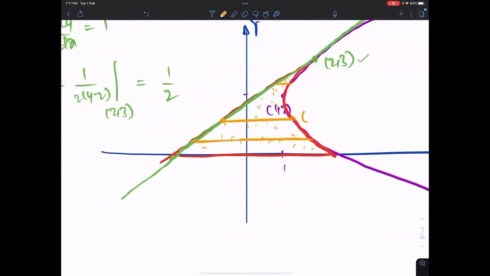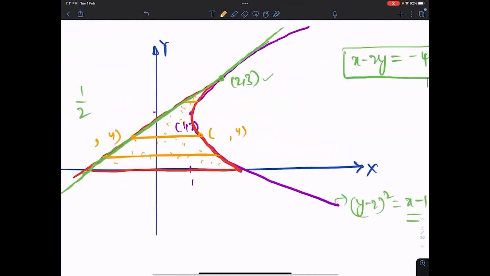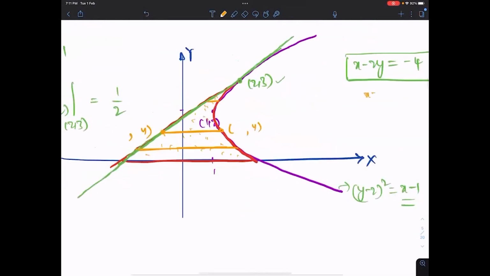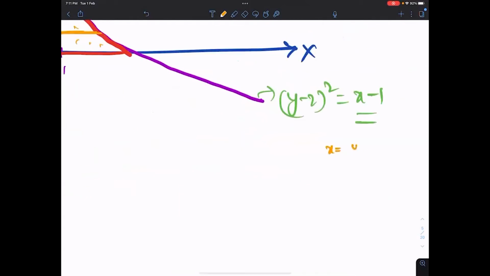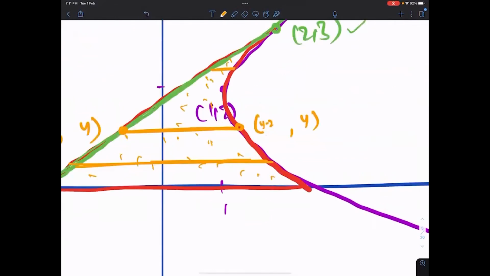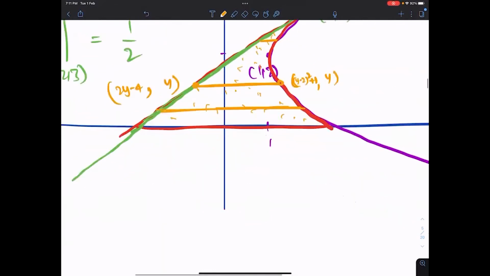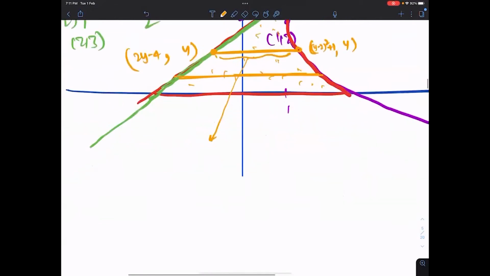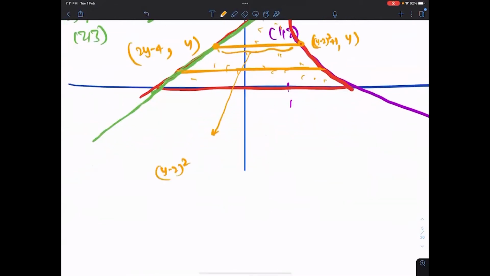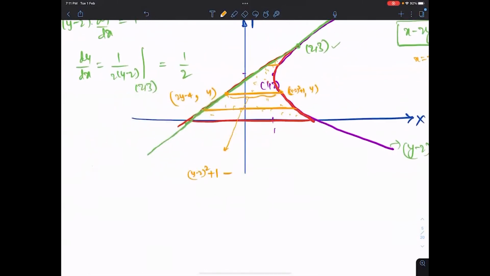So what you have to do when you take horizontal strips: first you write y and y. Then you write down the x coordinate. What is the x coordinate in terms of y for the line? x in terms of y will be 2y minus 4. Then for the parabola, what will be x in terms of y? y minus 2 whole square plus 1. So the width will be y minus 2 whole square plus 1 minus the left side x coordinate, 2y minus 4.